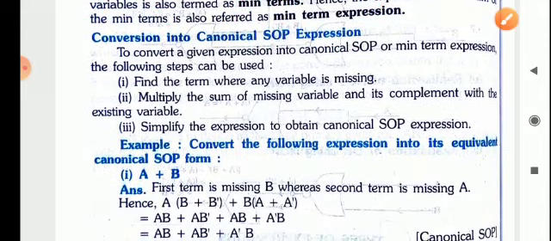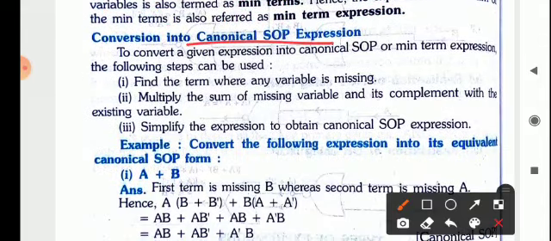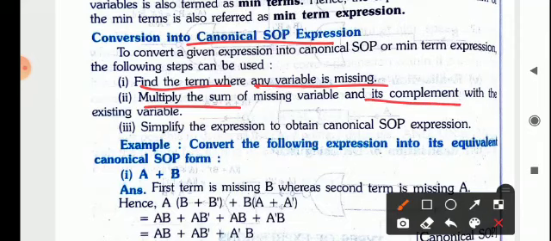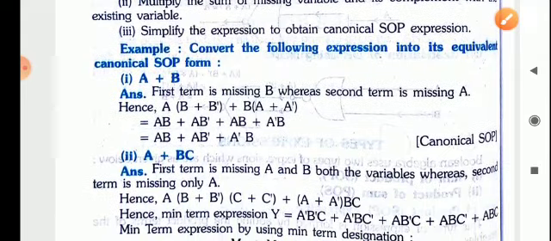Now, how to convert an expression into canonical SOP expression? Now, see here, first of all, the first step is to find a term where any variable is missing. Now, multiply by the sum of the missing variable and its complement. Now, remember you have to multiply with both the missing variable as well as its complement, okay, with the existing variable. Simplify the expression to obtain canonical SOP. SOP means sum of product expression. Now, let us see the same with an example.